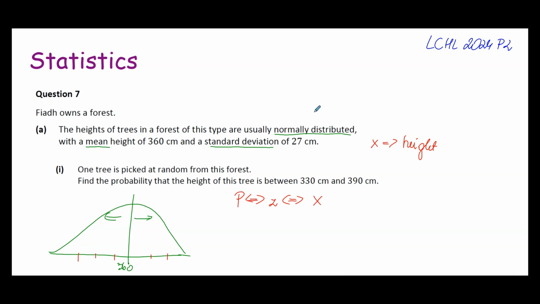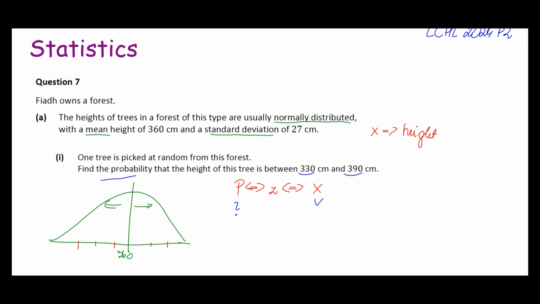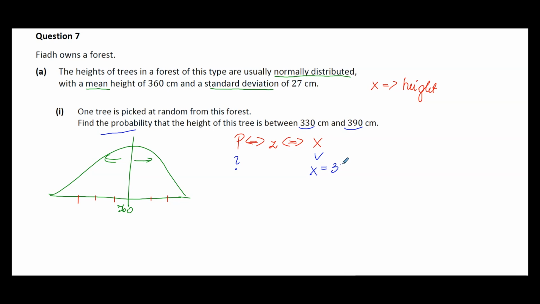So in this type of question, once you see those aspects, you know it's going to be about either finding probability or finding the data. So let's see what we are looking for here. One tree is picked at random from this forest. Find the probability. Okay, so I'm looking for probability, therefore they must have given me data. And the data is about the height of the tree, that the height of the tree is between 330 and 390. So they did give me data, 330 and 390.